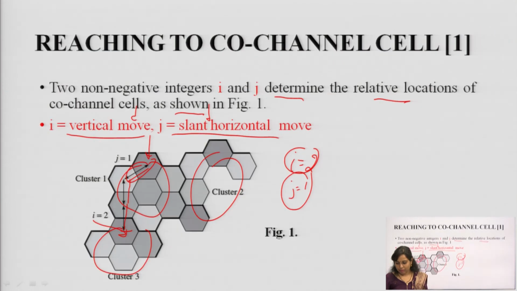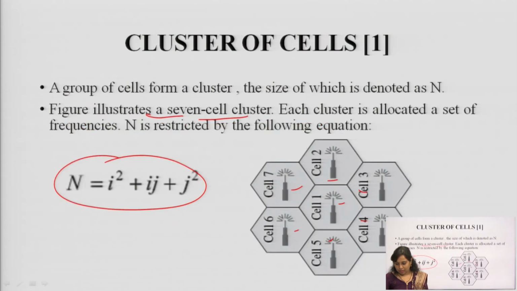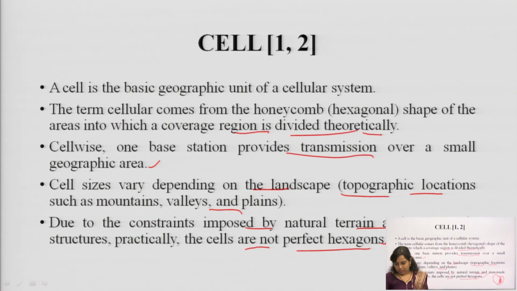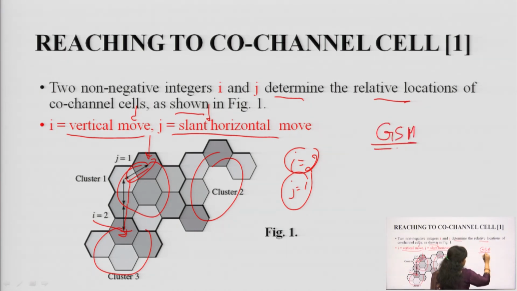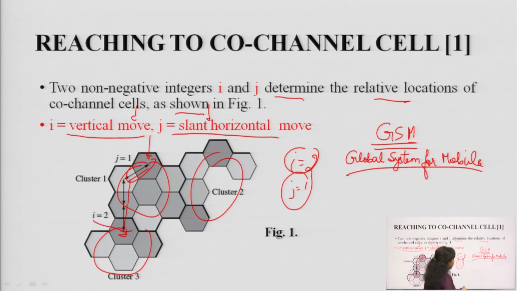Also, one thing I want to clear is the model which is considered for mobile communication, that is Global System for Mobile. So, this is the base of mobile communication. In this, there is a mobile phone, that is mobile equipment added with a SIM.